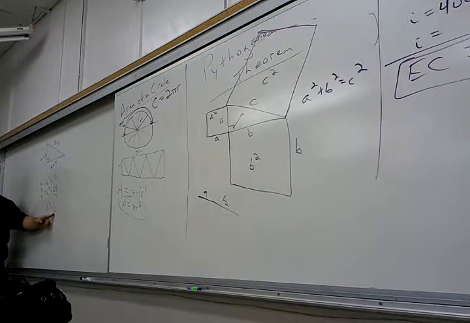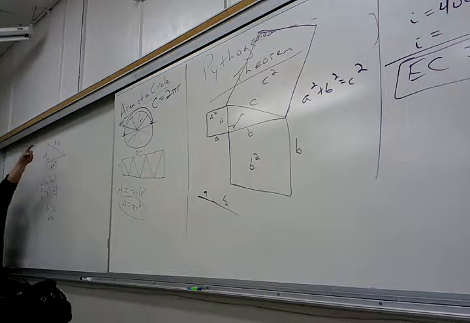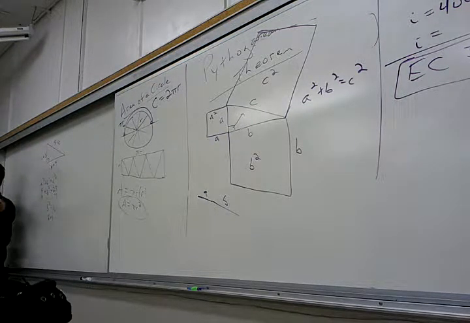If I would have made this 6, this would have been 36 minus 9, 27. Square root of 27 is not pretty. So there's the 3, 4, 5 triangle. There's also a 5, 12, 13 triangle. There's also a 7, 24, 25 triangle. There's a few of these triplets in existence.